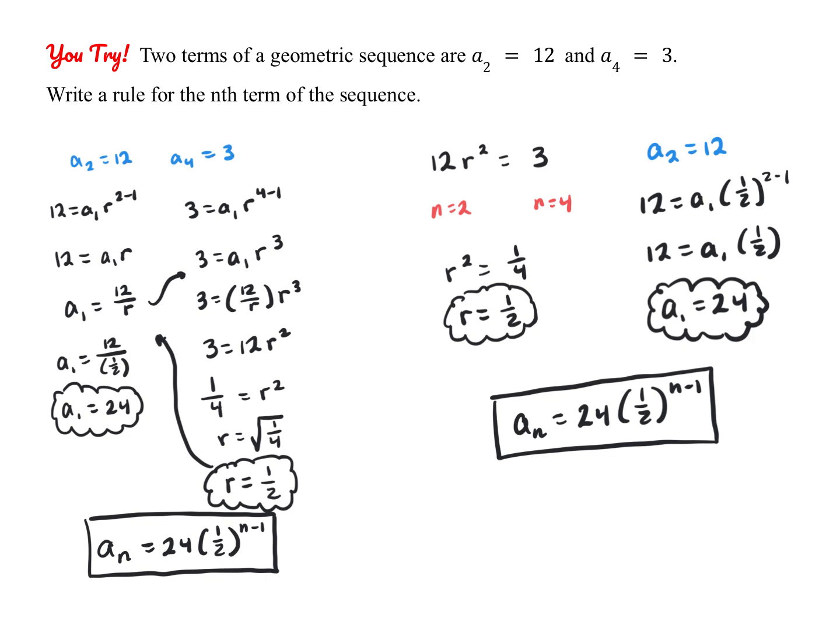All right, so here I showed both ways of doing it, so you can pause the video and take a look at whatever method you did. This was setting up the system of equations and then substituting. So I isolated a sub 1, I substituted, I solved for r, and I substituted. Or you can say, okay, to get from the second to the fourth term, I have to multiply by r 2 times. So 12r squared equals 3, and then you can find r in that way, and then you can substitute one of your terms temporarily to help you find a sub 1. Either way, you end up with the same rule.